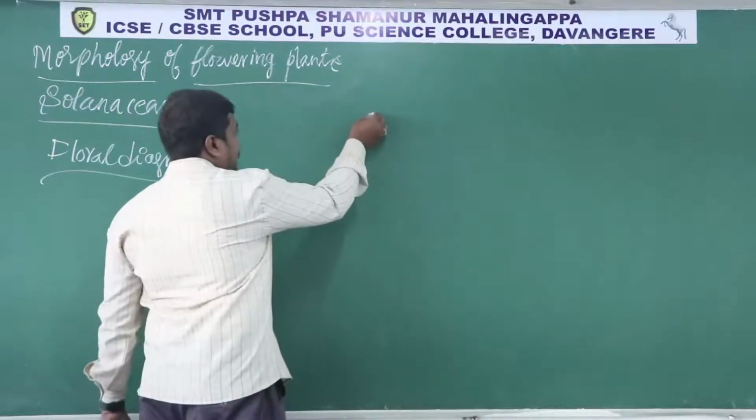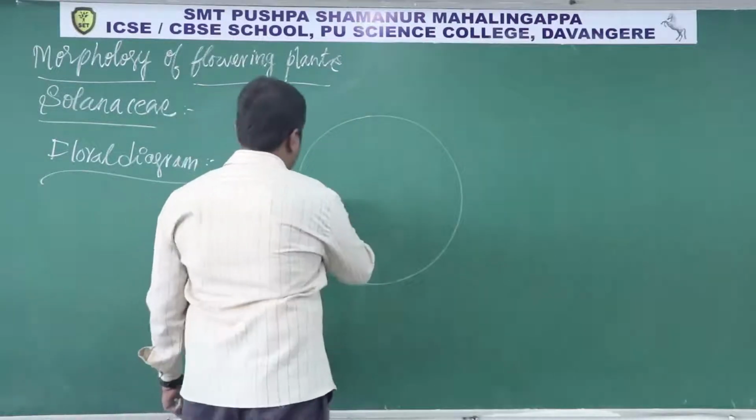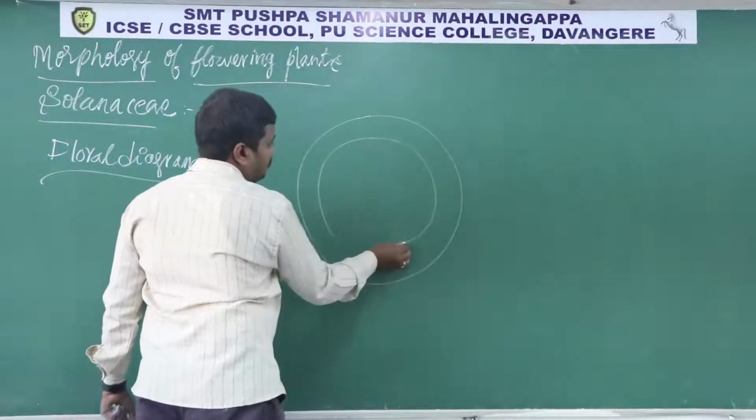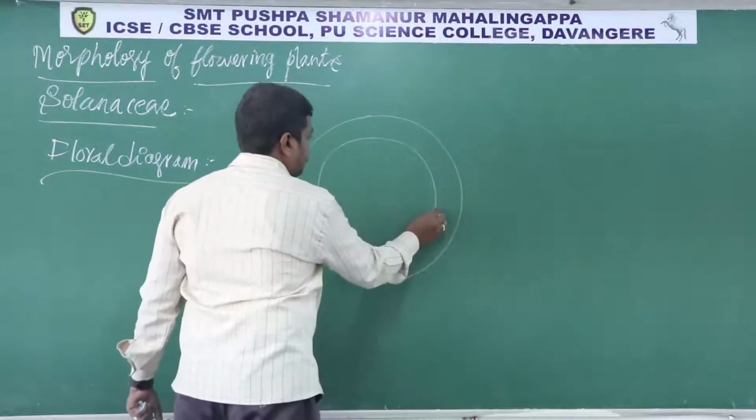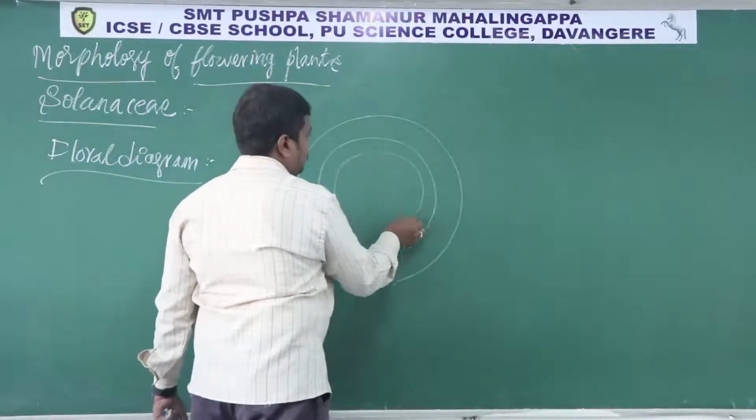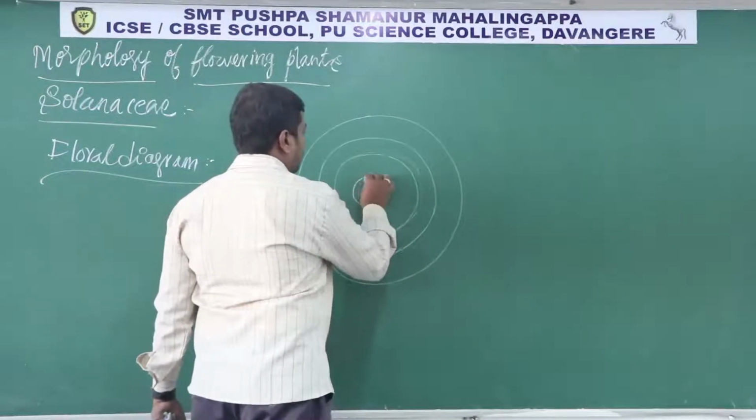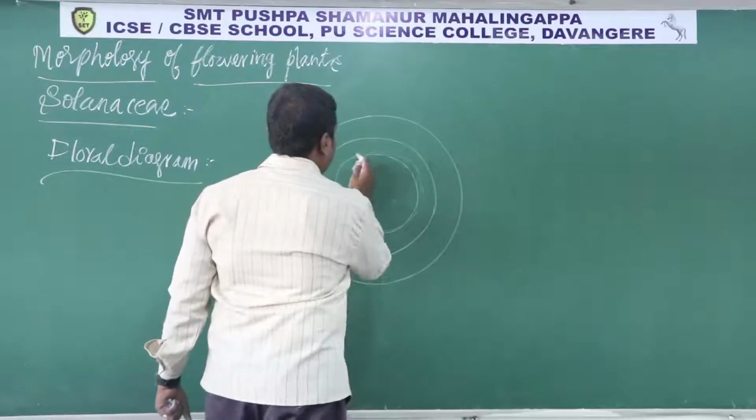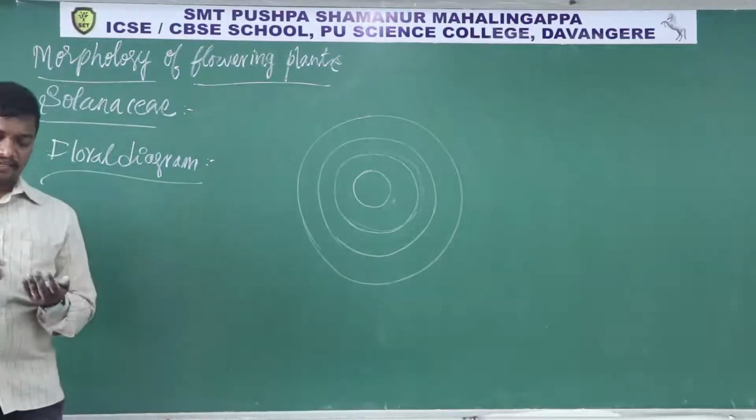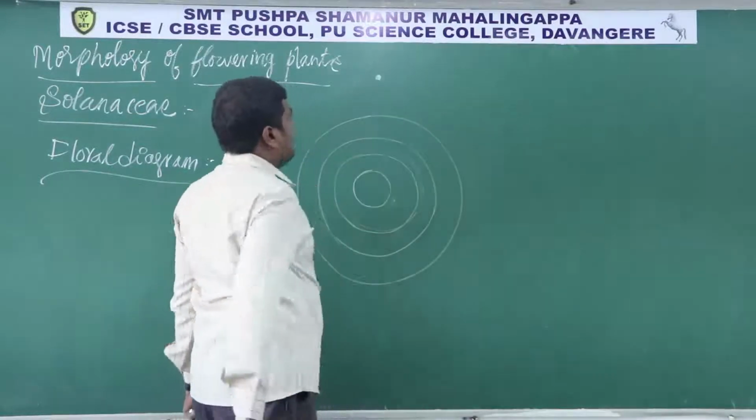So the outermost whorl is calyx. So the next whorl is corolla. Okay, so calyx and corolla. So the next whorl is androecium. Okay, so innermost is gynoecium. Okay, so this is the outline. So with the outline, let me finish the floral diagram. So outermost is calyx or sepals. So this indicates the axis.